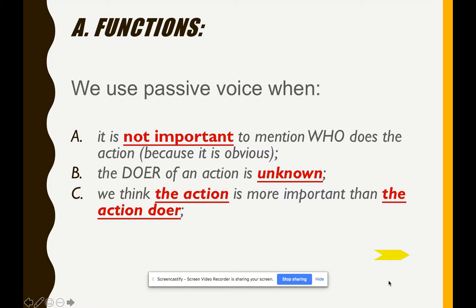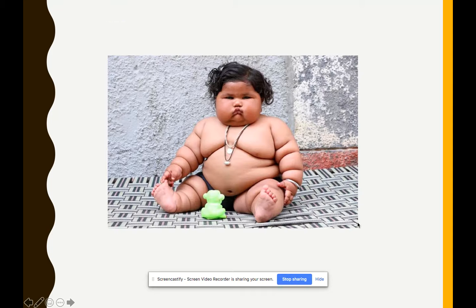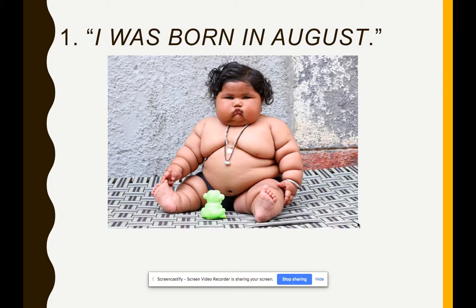So let's take a look at the first one. Okay, right, hello. So the boy said, I was born in August. I was born in August. So this is a passive voice sentence, right?